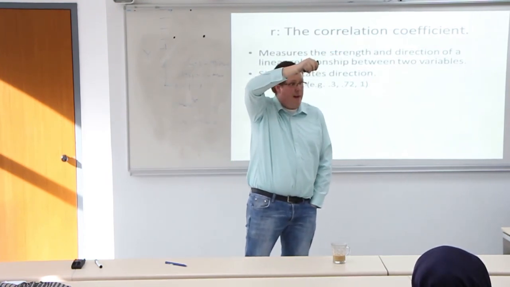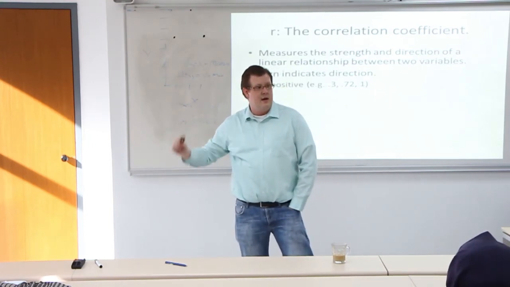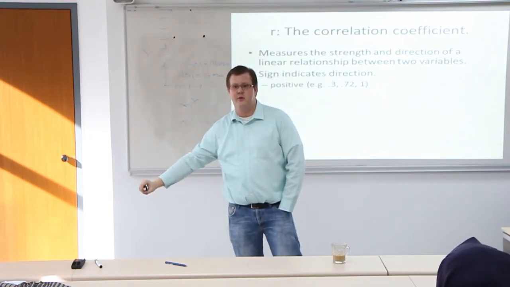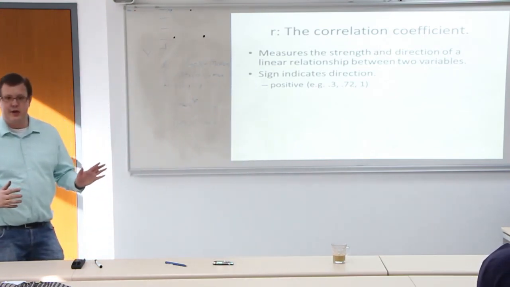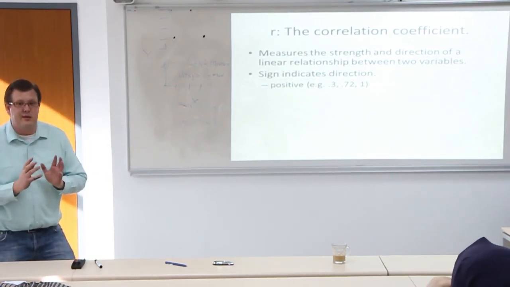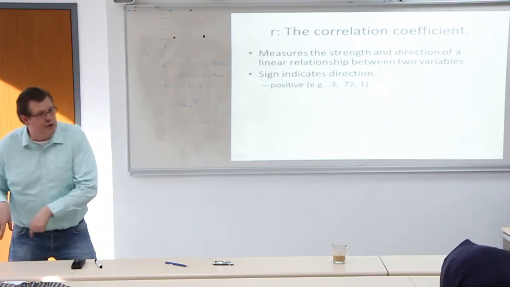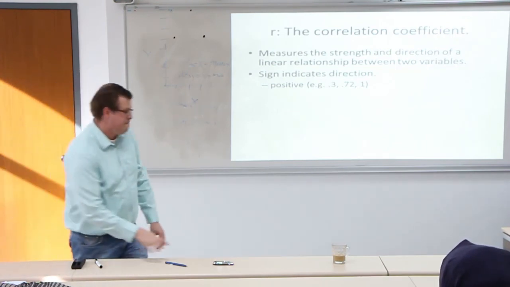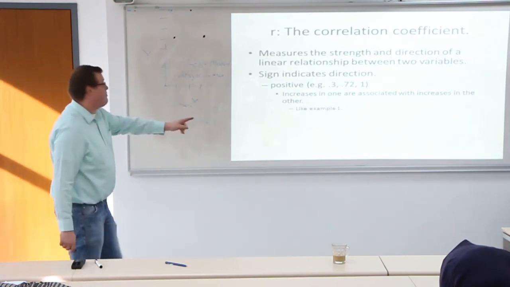We can say the opposite of this too. As one thing decreases, the other decreases too. Right? So with a positive correlation, increases and decreases in one are associated with the same type of change in the other. They both go up or they both go down. Okay? This is like our first example.